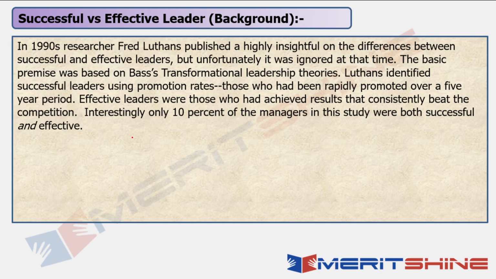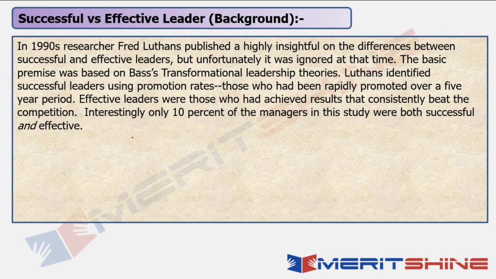The basic premise was based on Bass's transformational leadership theory, as I already told you. So Luthans identified successful leaders as those who have been promoted over a 5-year period, who have been successful in their careers. And he defined effective leaders as those who have achieved results for the organization consistently, beating the competition consistently. When he compared these two sets of people, he saw, surprisingly, that only 10% of people were successful and effective at the same time.